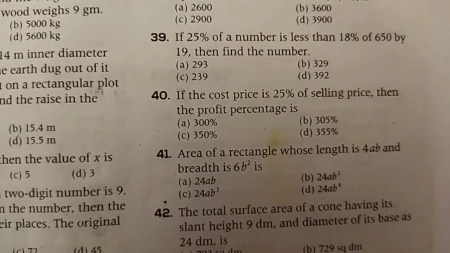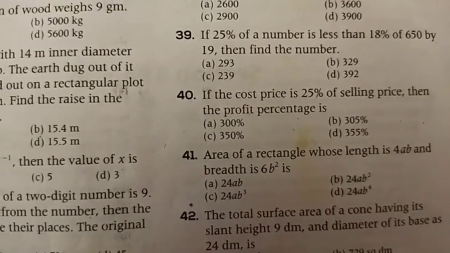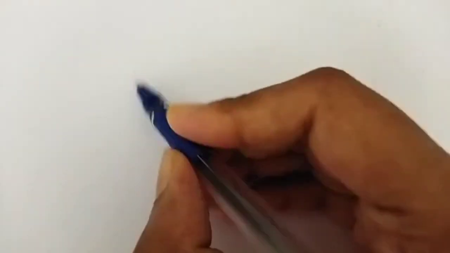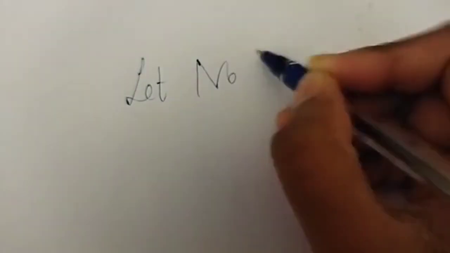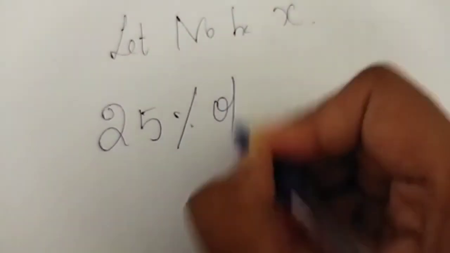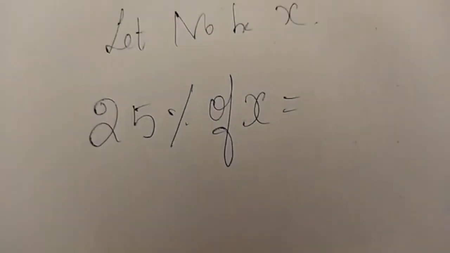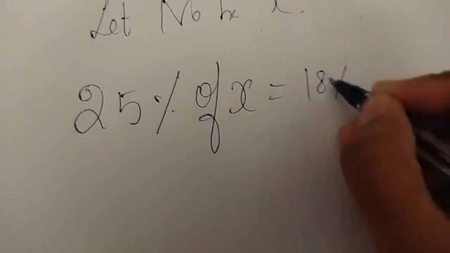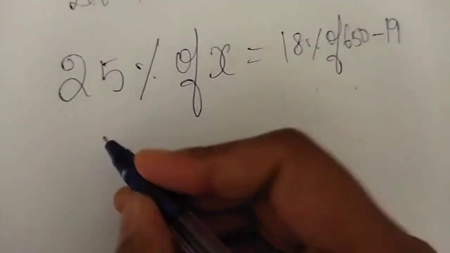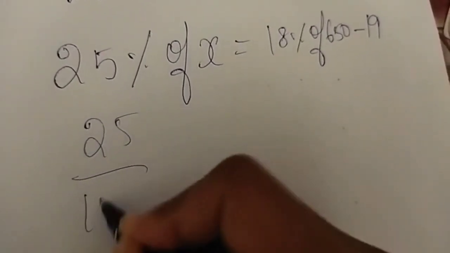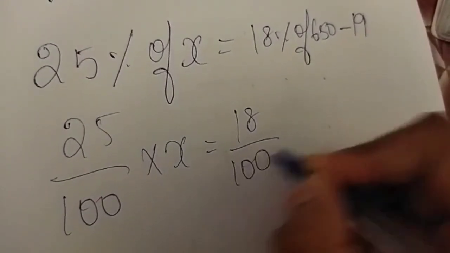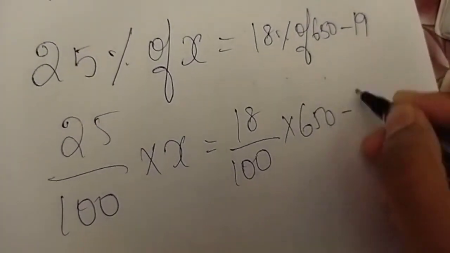25% of a number is less than 18% of 650 by 19. So let the number be x. Then according to the question we get, 25% of x is less than 18% of 650 by 19. So we can subtract this. So 25 by 100 into x is equal to 18 by 100 into 650 minus 19.